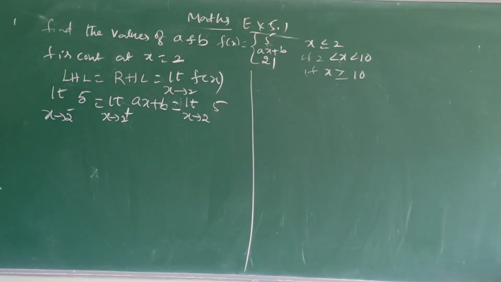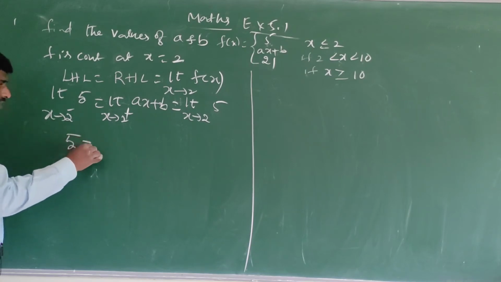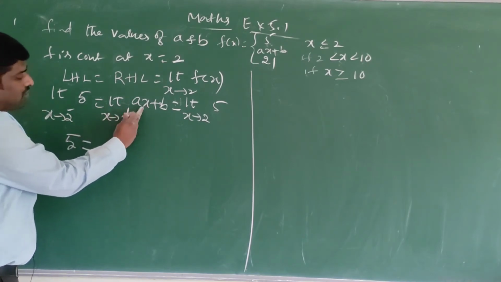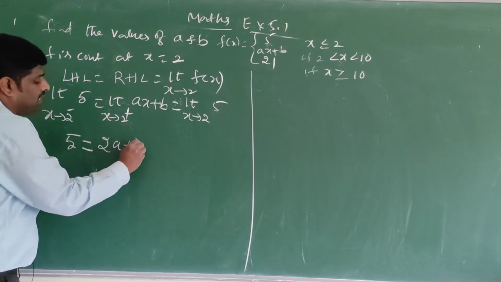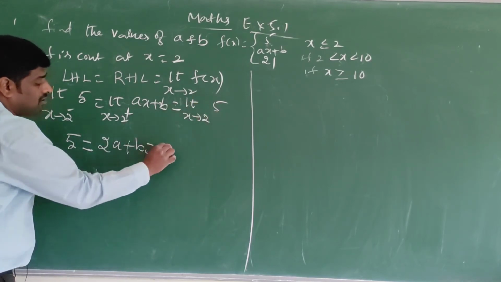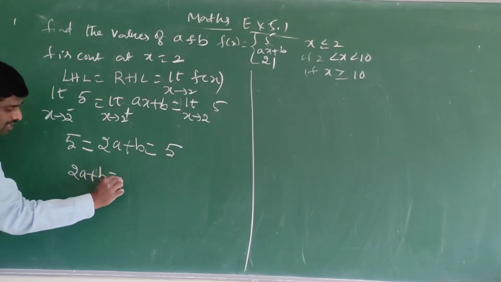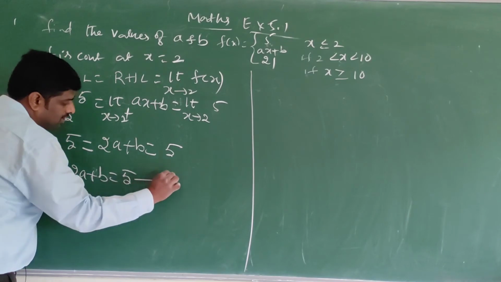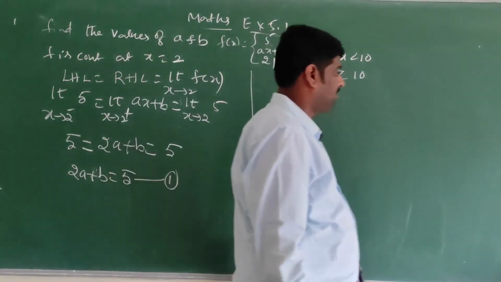Substitute the limit. Limit of constant is constant only. In place of x you have to write 2, so 2a plus b. Limit of constant is constant. Therefore, 2a plus b equals 5. This is equation number 1.